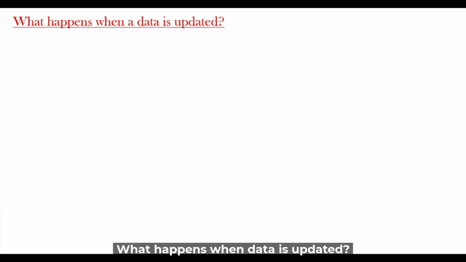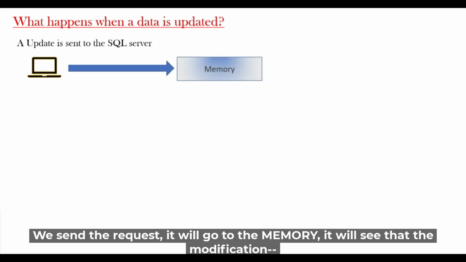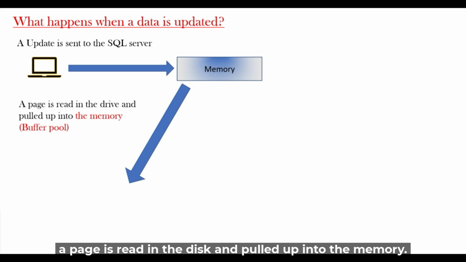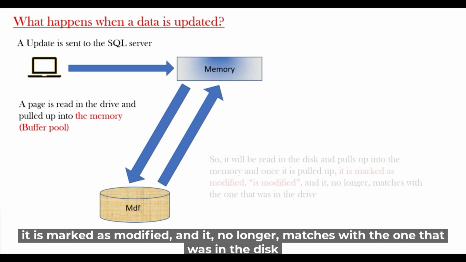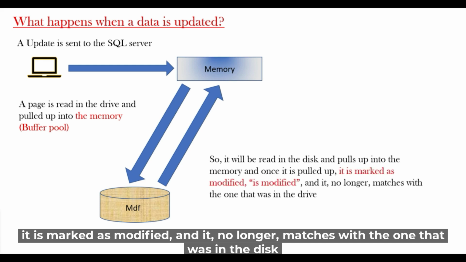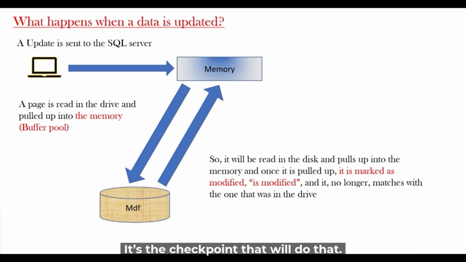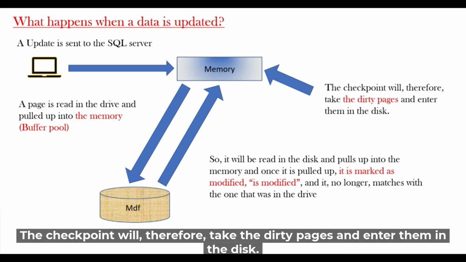What happens when the data is updated? An update is sent to the SQL server and it goes to the memory. It will see that a page is written in the disk and it is pulled up into the memory. Once it's pulled up, it's marked as modified, and it no longer matches the one that was on the disk. It is dirty, so it has to be modified on the disk. It's the checkpoint that will do that. The checkpoint will take the dirty pages and write them to the disk.